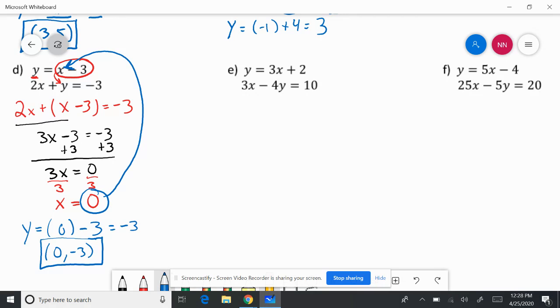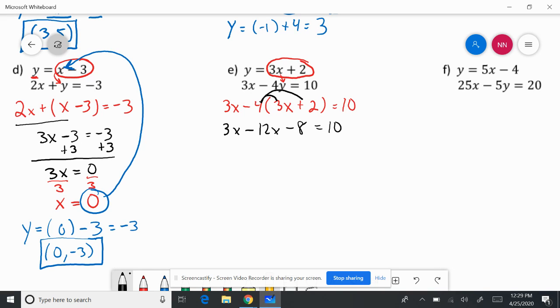Looking at letter E, we're going to use the exact same process. We're going to take the expression 3x plus 2, and we're going to substitute it. Notice it's y equals, so we're plugging it in for the y. We get 3x minus 4, but instead of a y, we're going to substitute a 3x plus 2. Now we're going to distribute the negative 4 to each of the terms, and we get 3x minus 12x minus 8 equals 10.